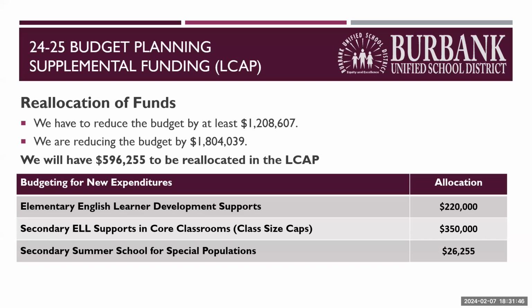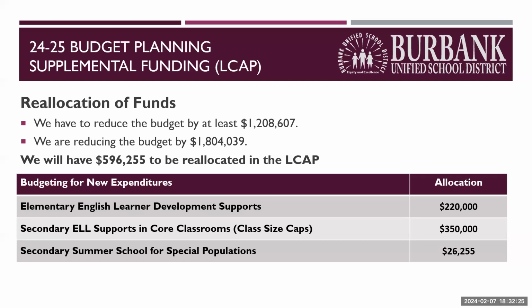The other item here is secondary English learner supports in core classrooms at the secondary. This is really specific to middle school for the most part, but there's some funding in here for high school as well. And the goal here is to replicate what we already do in English classrooms. In our English classrooms, we do have a smaller classroom size to be able to support our English learners in that setting. What we would like to do is replicate that smaller classroom size in math, science, and social studies to support those students in those other core classrooms as well.